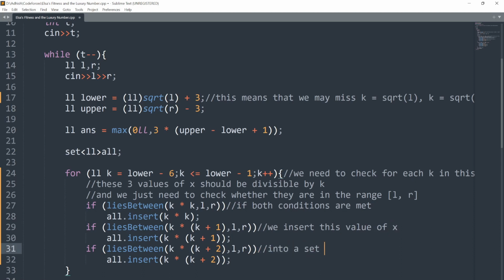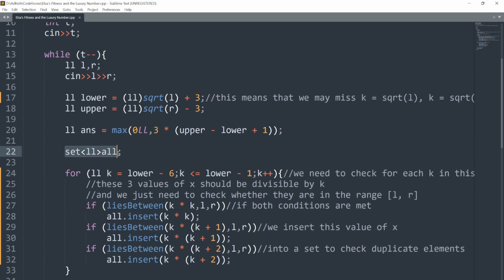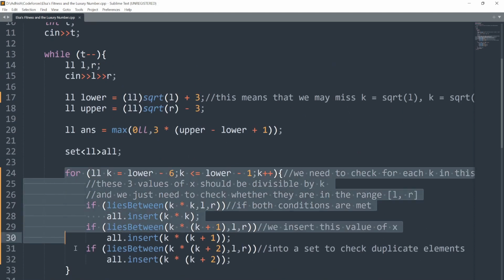to check duplicate elements. So a common mistake which you will encounter is overcounting the border values. So to solve that problem, you just put all those elements into a set and find the size of the set, and once you do that, you will know these are the distinct elements which lie on the borders, so you don't need to worry about border cases anymore. And this is for all values less than lower.